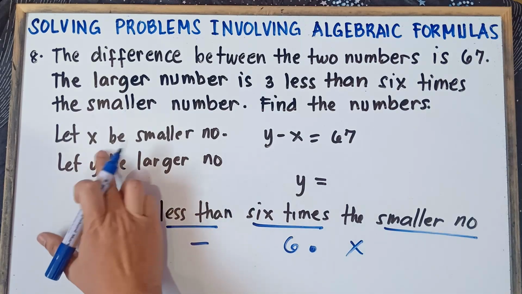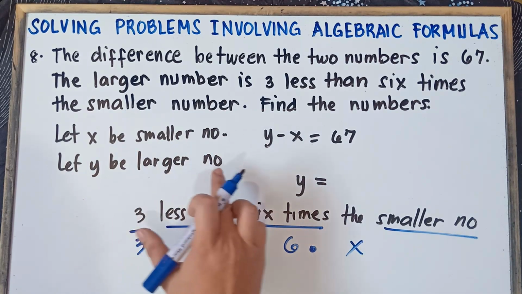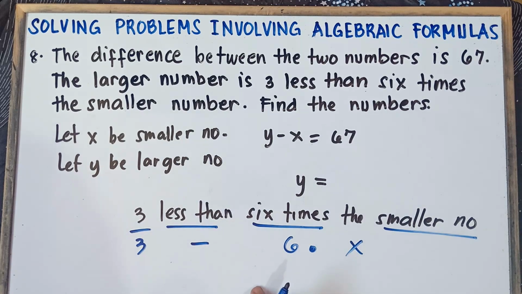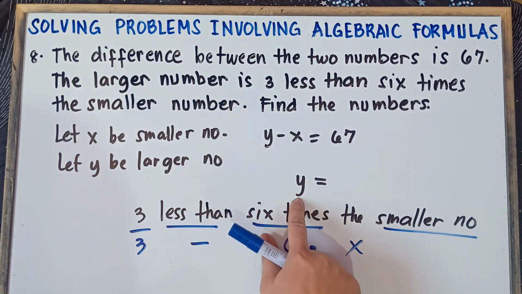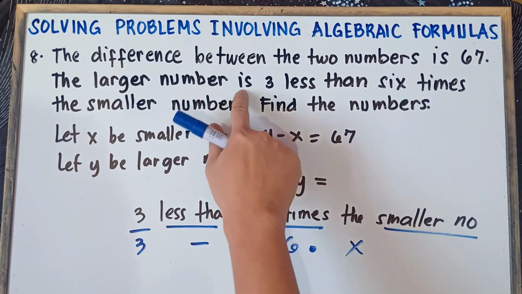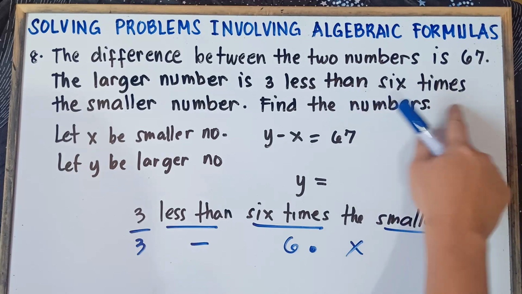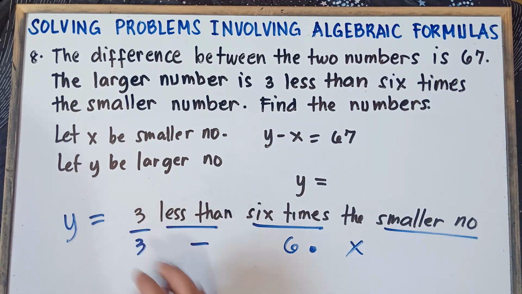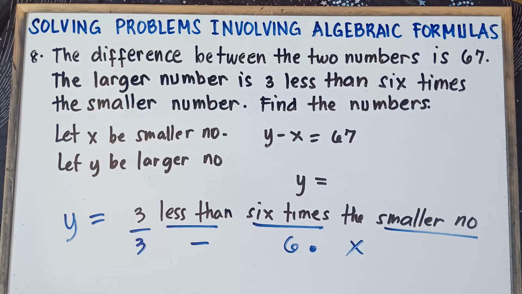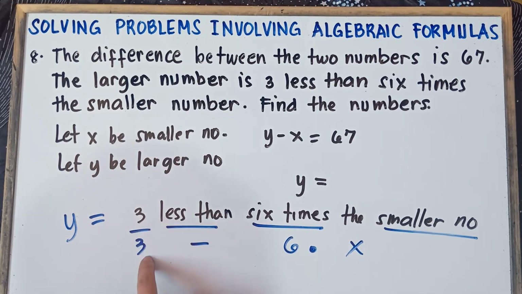X, class, we let x be the smaller number and then we let y be the larger number. Now, it says in the second statement, class, that the larger number, that will be y, is equal to 3 less than 6 times the smaller number. Now, how will you write this one, class? So 3, that will be the number 3, less than, minus sign, 6 times the smaller number. So 6 times x, because the smaller number is x, this will be 6x. Alright, so 3 minus 6x.